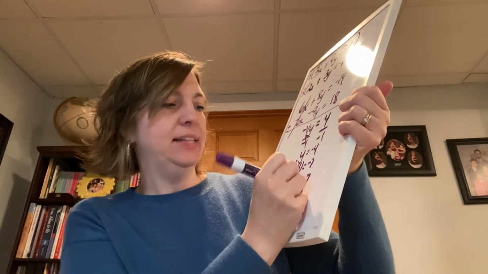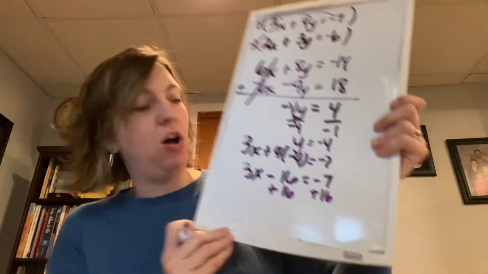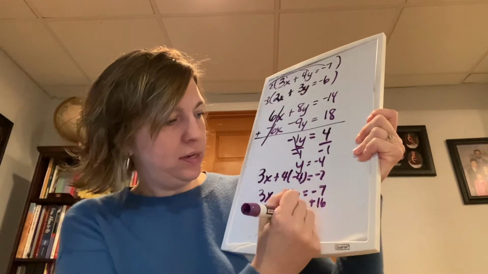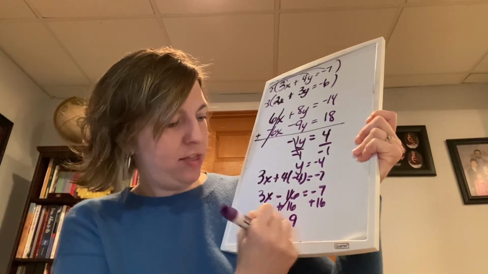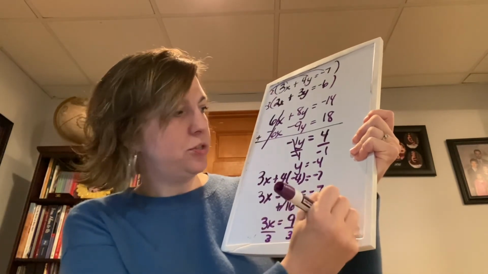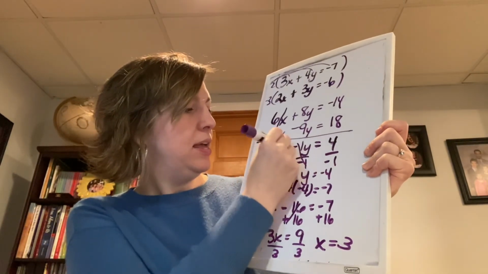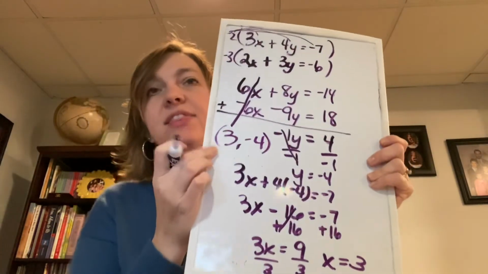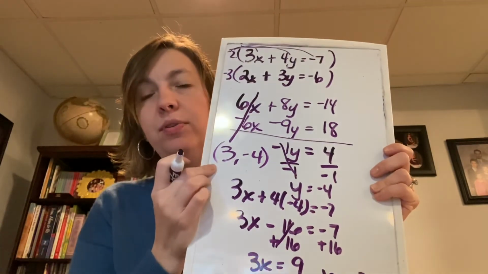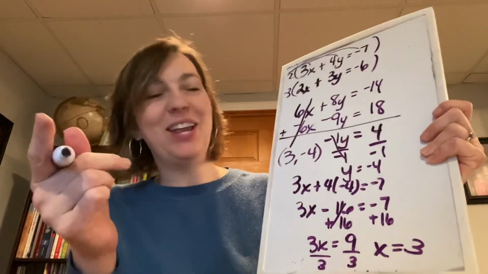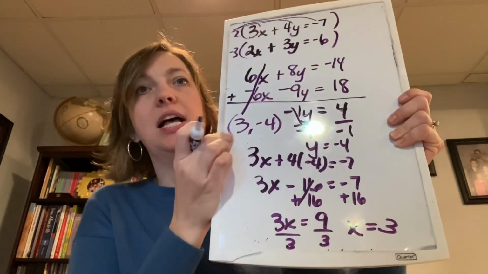Now I'm going to add 16 to both sides to solve. And I end up with 3x equals positive 9. Divide through by 3. X equals 3. Final answer, I need to write it as an ordered pair. 3, negative 4. That is how I use substitution. I'm sorry, you guys have already used substitution, so this is how I use elimination.